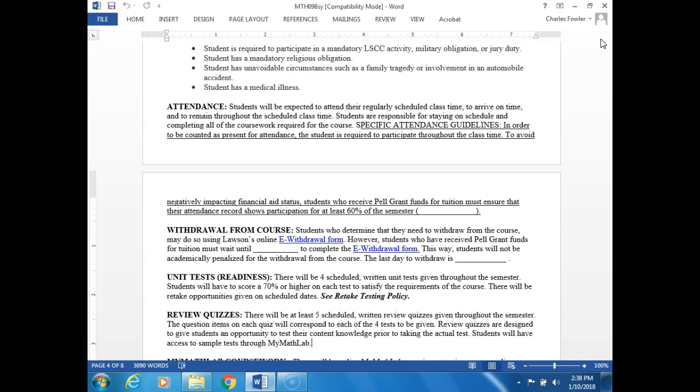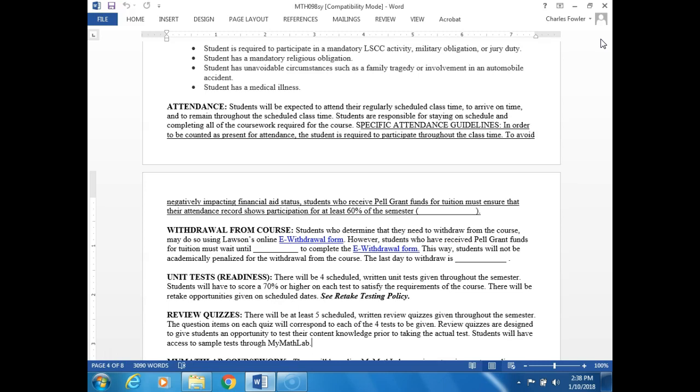Unit test, readiness test will be 4 scheduled. They said 3, but they say 4 here. Written unit tests given throughout the semester. Students will have a score of 70% or higher on each test to satisfy the requirements for the course. There will be retake opportunities given on scheduled days, and see the retake testing policy. So up there they said 3. So maybe the final exam is the 4th. That's what I'm going to guess for now.